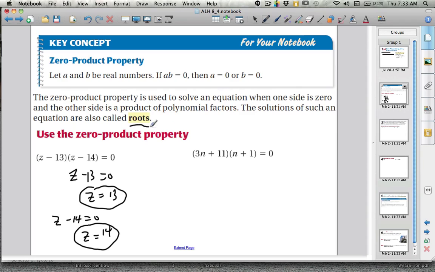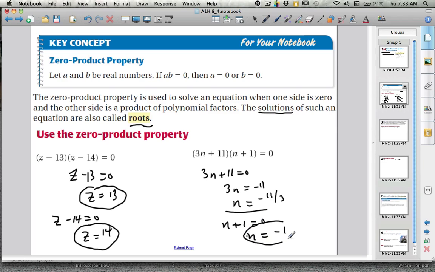And these are the solutions. And these are also called the roots. So we may call them solutions and we may call them roots. Those are the same items. Okay, to go through that a little bit more here, if I set 3n plus 11 to be equal to 0, I'm going to subtract 11 and then divide by 3. And I get negative 11 thirds. For my other solution, n plus 1, if I set that to be equal to 0, I'll get n is equal to negative 1. So n is equal to negative 1, or n is equal to negative 11 thirds.